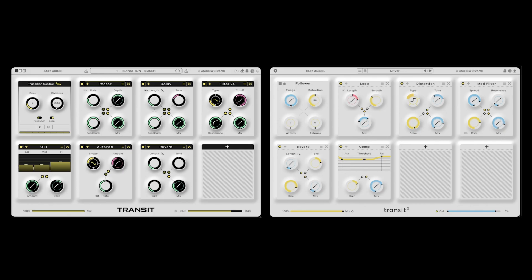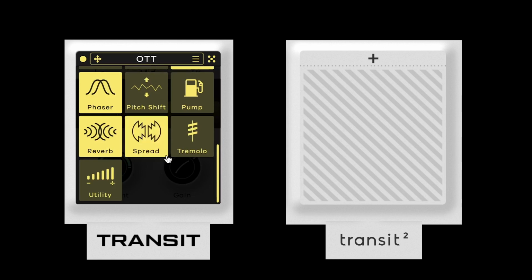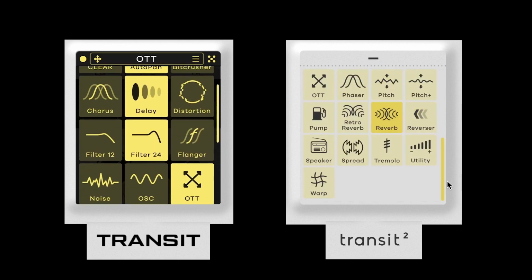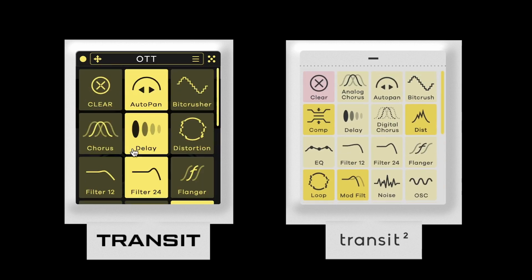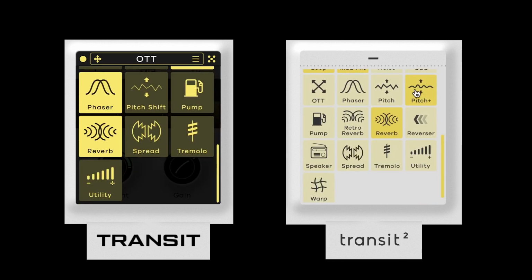Okay, so let's talk about what's new with Transit 2. First and foremost, in the original Transit, there were 18 total effects, and now we have 28, which is pretty rad. Here you can see them side by side. We have an analog chorus, which is new, compressor, which is new, digital chorus, an EQ, which actually lets you mute certain bands, which is pretty cool. There's a loop now, modulated filter, an expanded pitch engine, a retro reverb, reverser, a speaker, and warp.